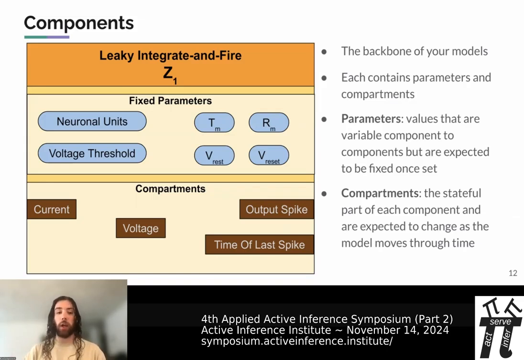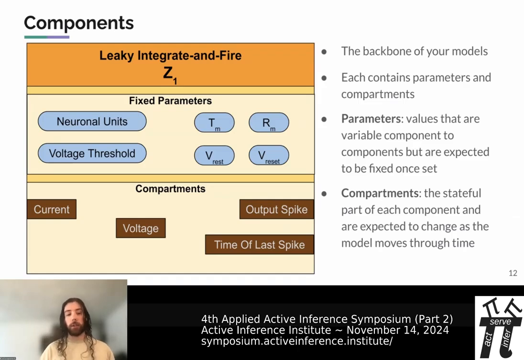For instance, here we have some fixed parameters. We have neuronal units. When we talk about a component that is a neuron, in reality it is a layer of neurons. So neuronal units is just the number of leaky integrate and fire neurons that exist inside this little component or cluster of neurons. They all have a voltage threshold, and then we have tau m, R m, V reset, and V rest. These are all of the various parameters that you need to get a leaky integrate and fire neuron running.